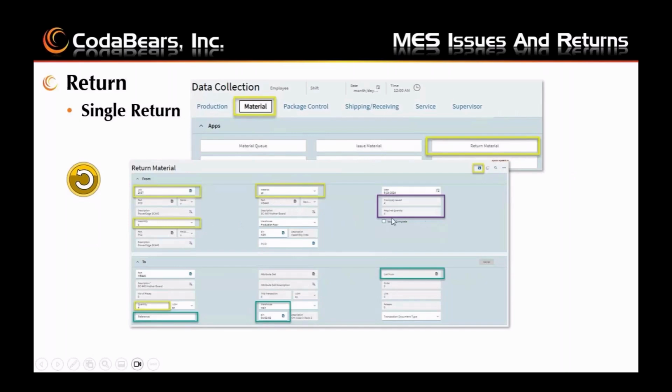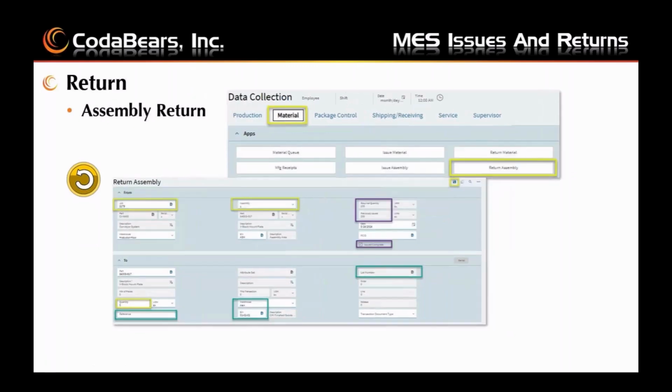You also have information shown here regarding the previously issued and the required quantity for this particular material. Then on the to card, again, you'll enter your quantity, and optionally you can enter a reference. You can verify or change your warehouse and bin, and you can enter a lot number if your material is lot tracked. Once again, when you're happy with all of your data, click the save button to make the actual return happen.